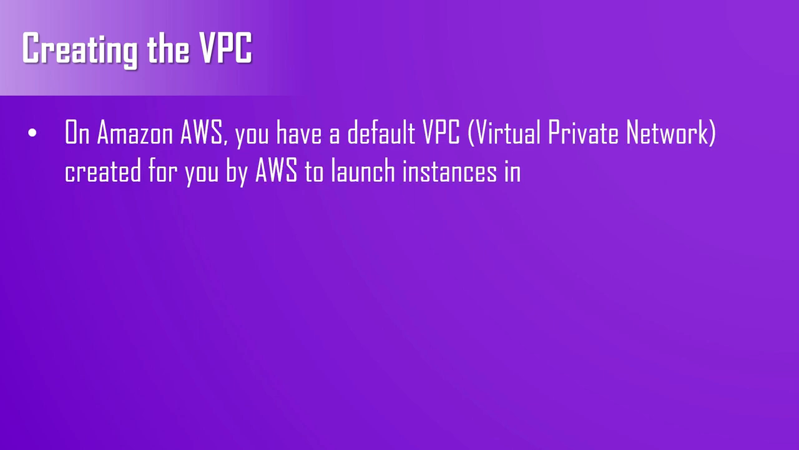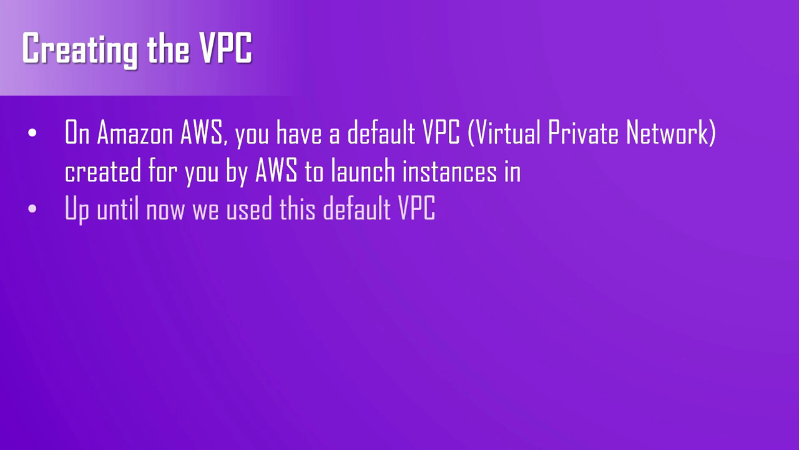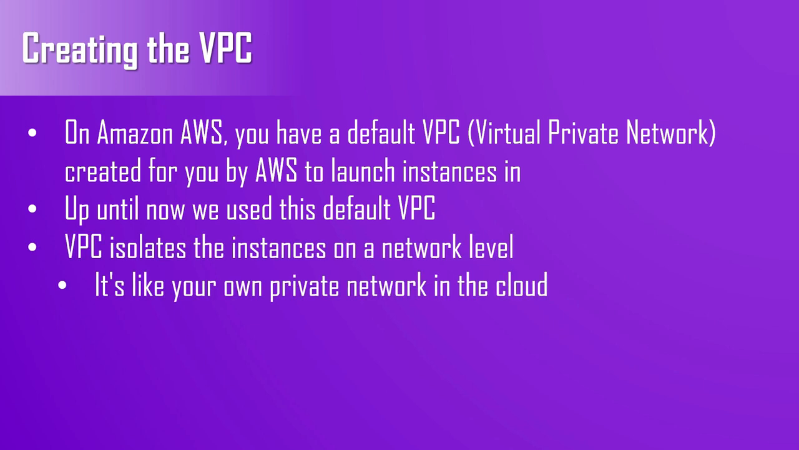So, on Amazon AWS, we have a default VPC. VPC stands for Virtual Private Cloud. It's created for you by AWS to launch an instance in. Up until now, we used this default VPC. Every time that we launched an instance, it was launched in this default VPC. The VPC isolates the instances on a network level. It's like your own private network in the cloud.